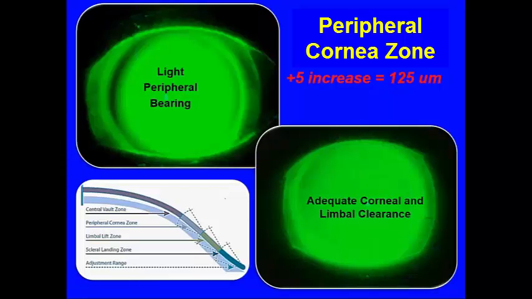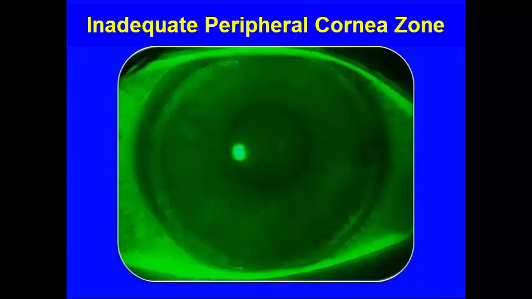Here's a wonderful example of that same patient with that light peripheral bearing immediately upon lens application. And you can see here, by making that 5-degree change, when the lens was dispensed to the patient, we saw 360 degrees of adequate corneal limbal clearance. So it's important to understand that that area of the lens is 100% adjustable. It can be raised or it can be lowered depending on what you see with your pattern.